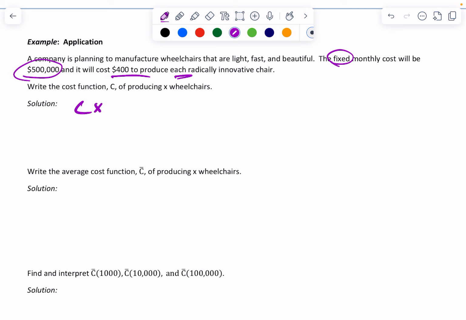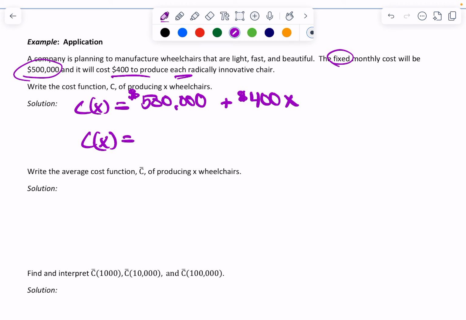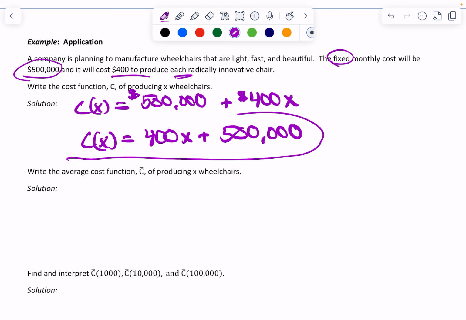So C of X, our fixed cost is 500,000. So that is the cost that is going to be paid anyways. And then we add to it $400 per each wheelchair. So 400 times X. I'm going to write it in the correct format. So 400X plus 500,000. So it's a little bit easier. That is our cost function.